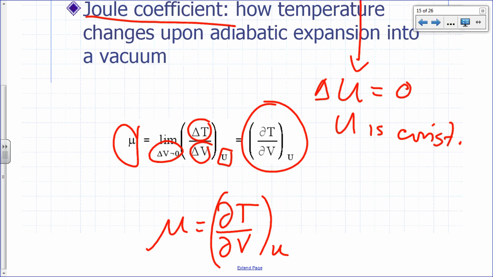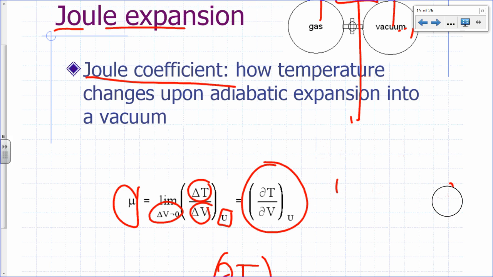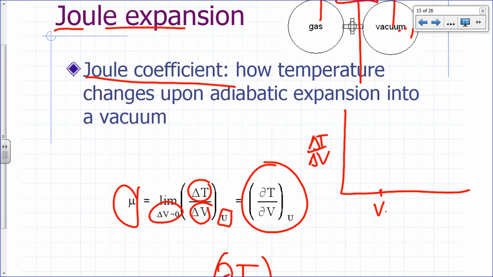Now, if you could actually do this, how would you take the limit as delta V approaches 0? If you were to do an experiment, you do one experiment, you just get one value of delta T over delta V, for a given, let's say, the volume V2. You get a point there. How do you actually get the partial derivative? Well, how do you take the limit as delta V approaches 0?